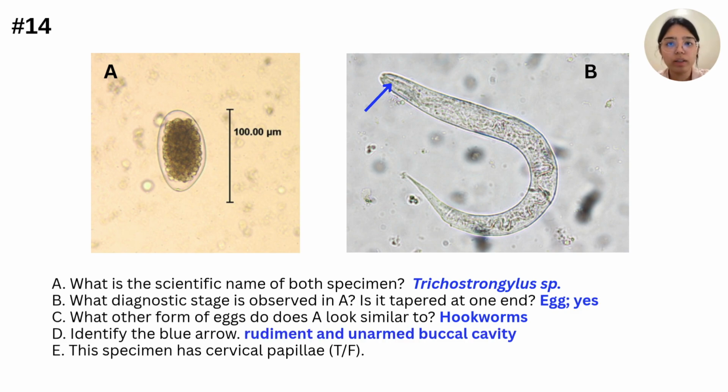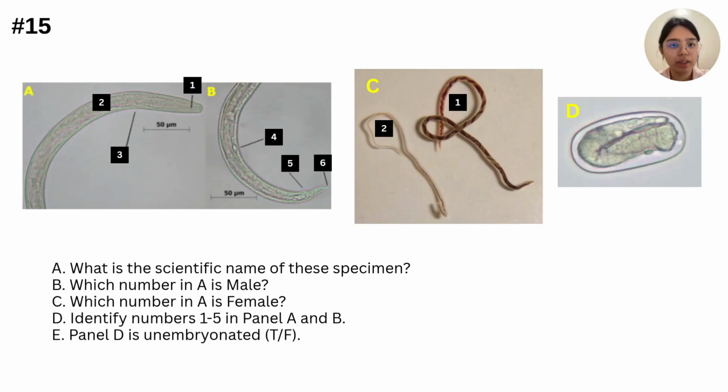The blue arrow indicates the rudimentary and unarmed buccal cavity, which is a characteristic feature in Trichostrongylus adults. The answer here is false, because Trichostrongylus does not possess cervical papillae, helping it be differentiated from other nematodes. Next, we move on to question number 15. The specimen that we see here is Angiostrongylus cantonensis, a parasitic nematode commonly known as the rat lungworm, with rats serving as the primary definitive host.